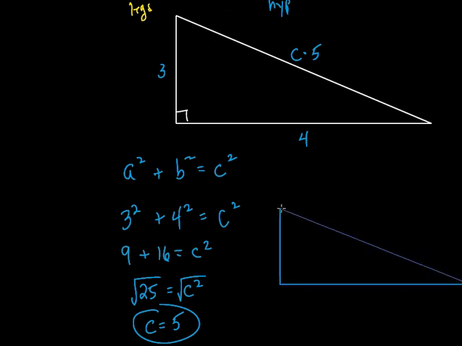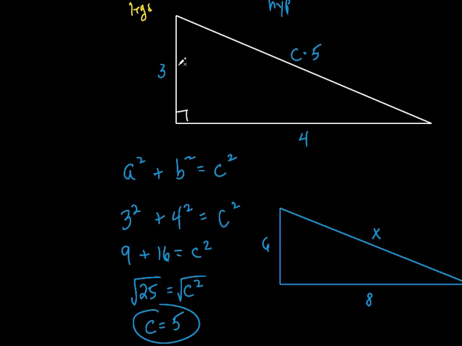And they're going to give you stuff like this. Watch. They're going to say, this is 6, this is 8, and then solve for that. You could do Pythagorean theorem. You could do what? 6 squared plus 8 squared equals x squared.